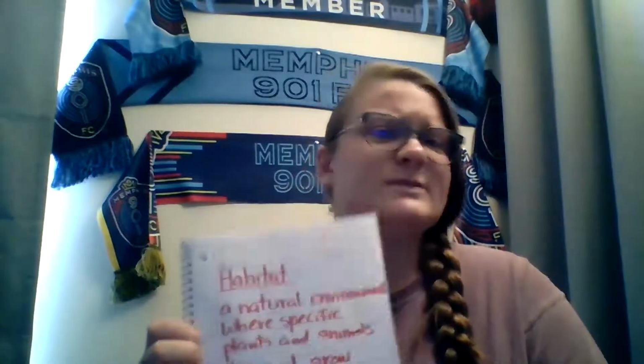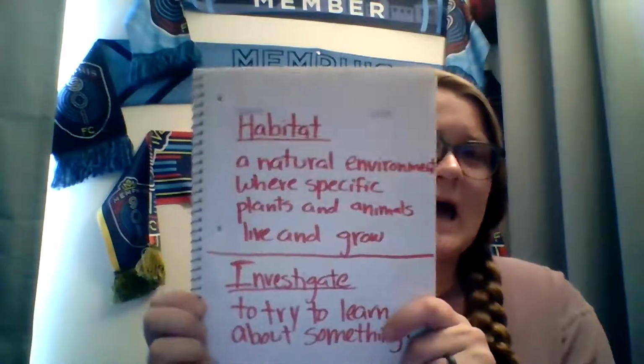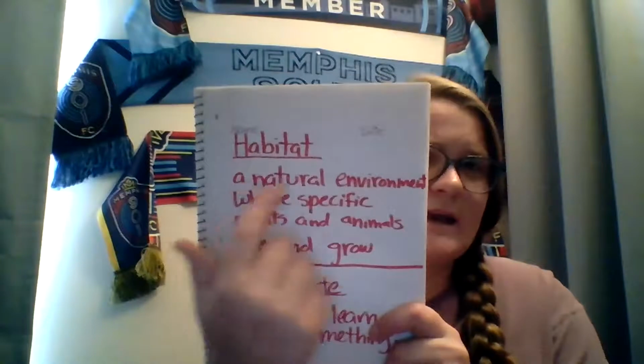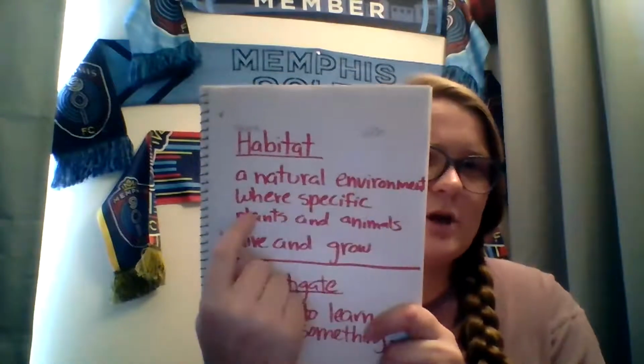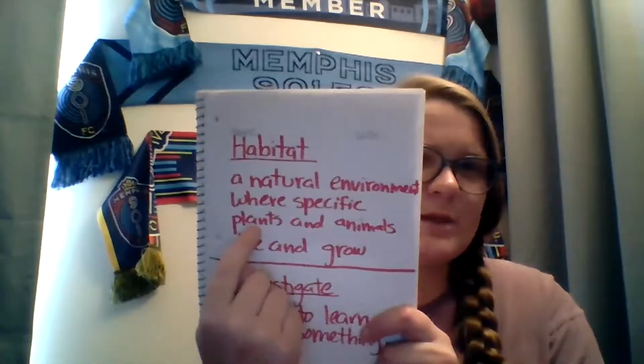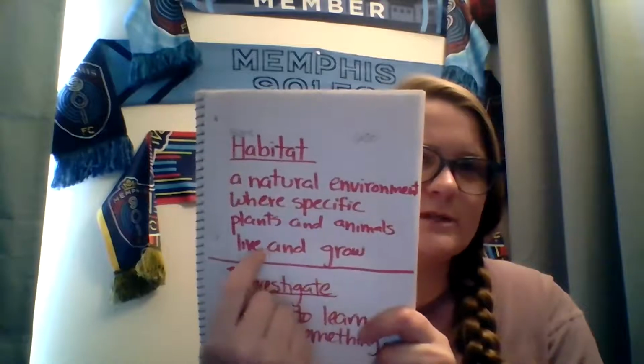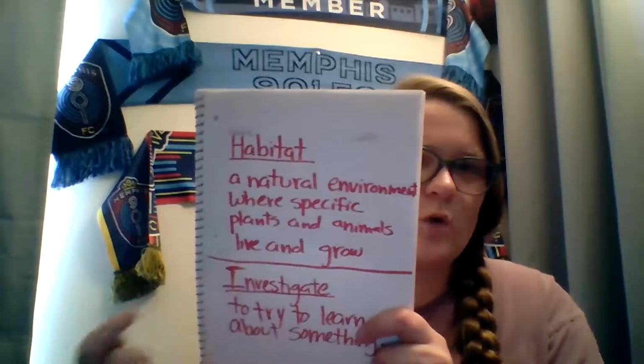Boom, I have it right here. It may be backwards, I'm sorry. But it says a habitat is a natural environment where specific plants and animals live and grow. So that's what we learned about last week.